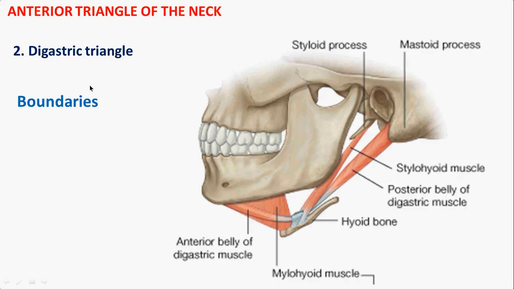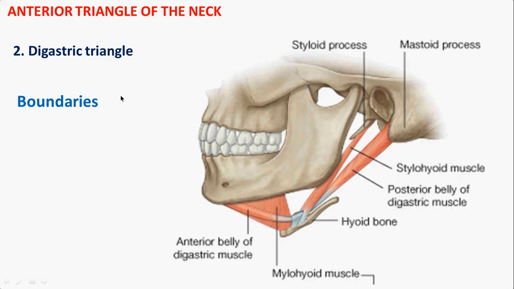Second triangle, that is called the digastric triangle. We will see first what are the boundaries. So this is a side view, or you can see from the lateral aspect. The area between the mandible and the hyoid bone is called the submandibular region. This is the digastric triangle. This is the anterior belly of digastric, and this is the posterior belly of digastric. So what are the boundaries?